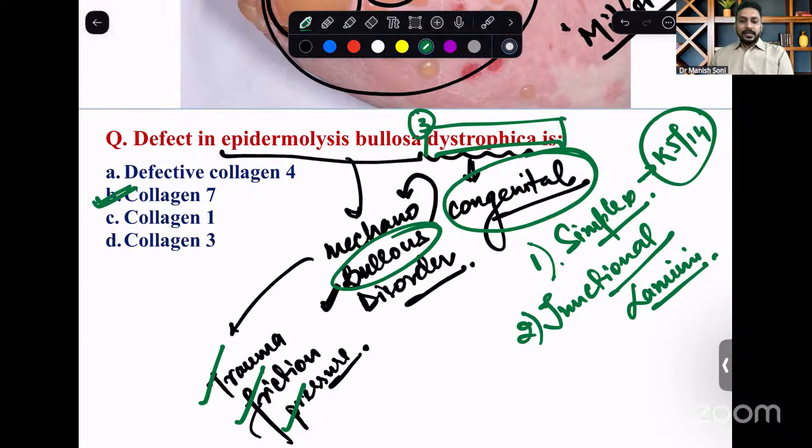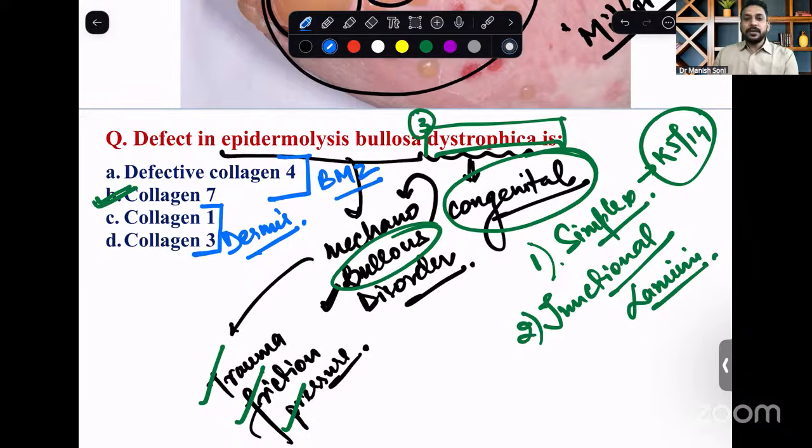So remember that collagen 1 and 3 are present in the dermis, while collagen 7 and collagen 4 are present in the basement membrane zone. The basement membrane zone is the dermo-epidermal junction, that is, between the epidermis and dermis. Among these two present in the basement membrane zone, in the dystrophica variant, collagen 7 is involved. So epidermolysis bullosa dystrophica involves the basement membrane zone or dermoepidermal junction, and the protein which is defective is collagen 7.